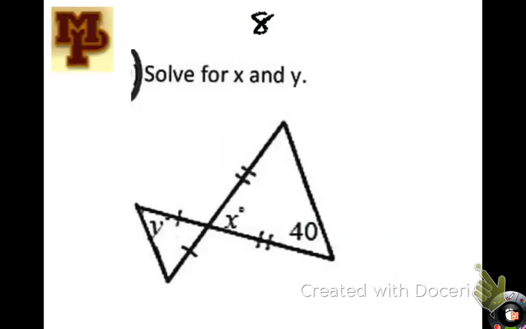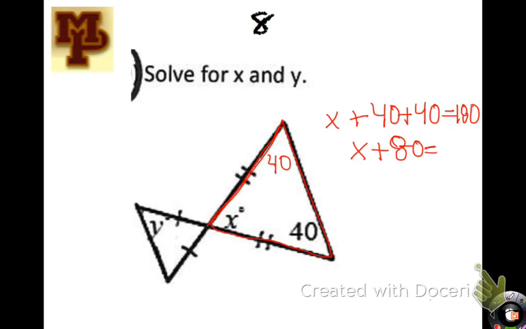Okay, we're going to solve for x and y here. We can tell that we have a couple of isosceles triangles, and we know that the base angles would be congruent, so that's 40 as well. And then we know that this is just a triangle, so it has to add up to 180. So whatever you think is the easiest, if you want to come up with an equation, you can say that x plus 40 plus 40 has to equal 180. And then x plus 80 equals 180, and so x has to be 100.